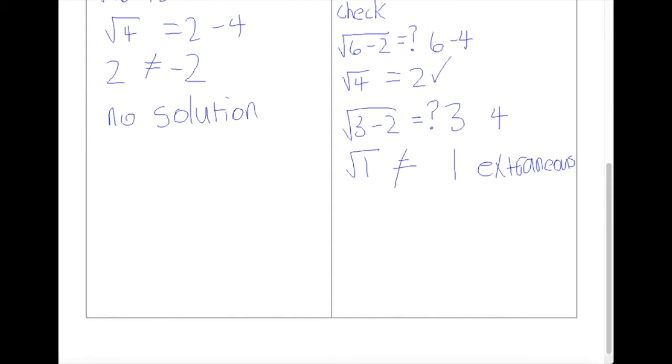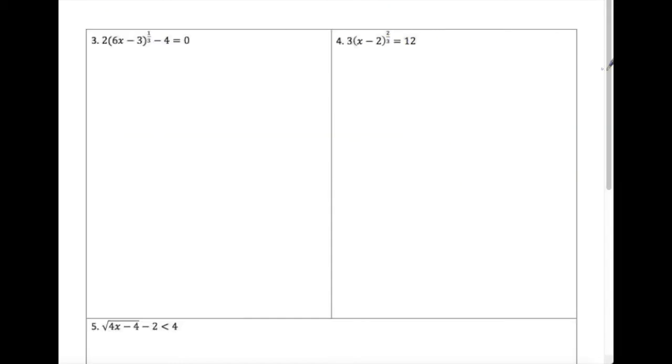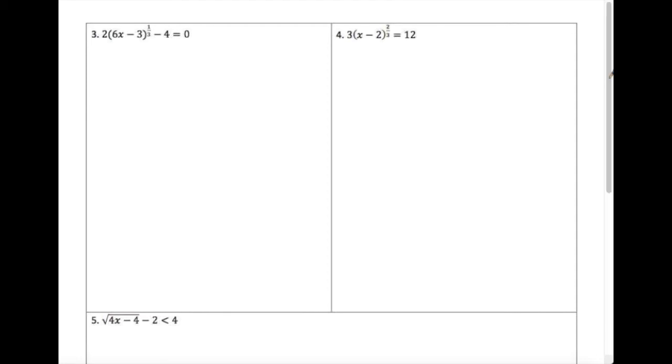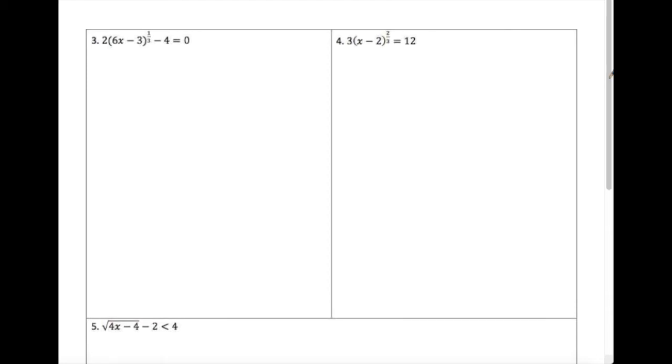So when we solve these square root equations, anytime we square both sides of an equation, we have to check for extraneous solutions. So on to page 2. Here we have 2 times (6x minus 3) to the 1/3 power minus 4 equals 0. And here it's helpful to remember that raising something to the 1/3 power is just the same as taking the cube root. So it really is more helpful to write this as the cube root of 6x minus 3.